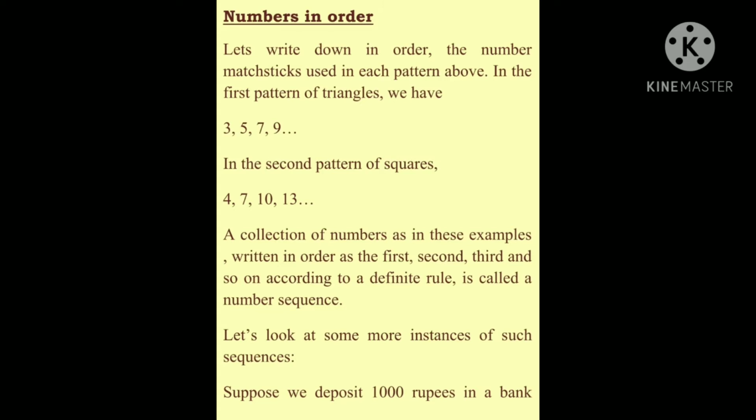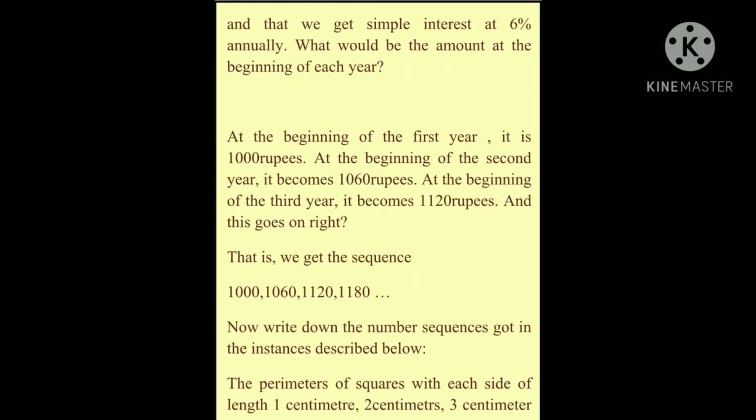So a number sequence is a collection of numbers written in order as first, second, third and so on according to a definite rule. Now let us look at some more instances of such sequences. Suppose we deposit 1000 rupees in a bank and get simple interest at 6% annually. What would be the amount at the beginning of each year? We all know how to calculate simple interest. I am not mentioning the process here. So let us move to the solution part.